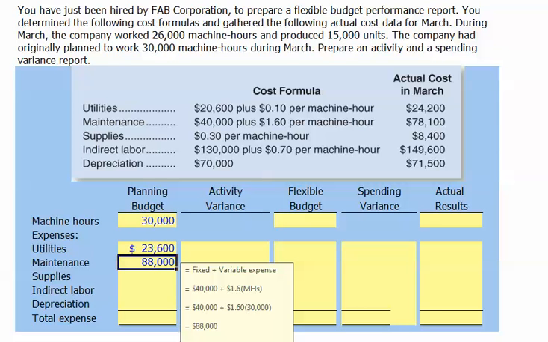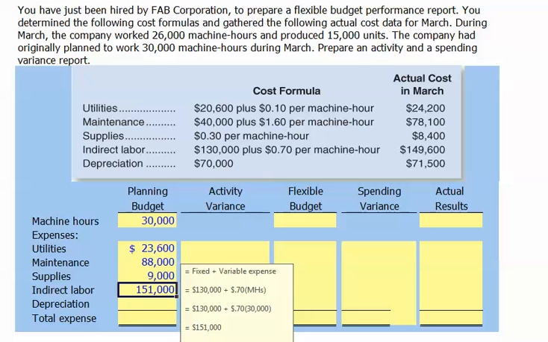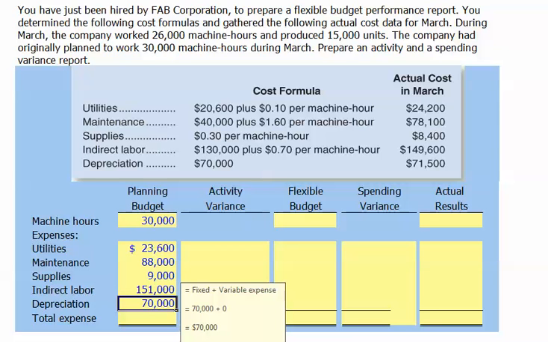Our maintenance expense also has a fixed component, which is $40,000 plus $1.60 per machine hour at 30,000 machine hours for a total of $88,000. Our supplies are purely variable at 30 cents per machine hour, so 30 cents times 30,000 machine hours gives us $9,000. Our indirect labor has a fixed component of $130,000 and a variable component of 70 cents per machine hour. We expect to spend $151,000 on indirect labor. Our depreciation expense is entirely fixed at $70,000. So our original planning budget has total expenses of $341,600.